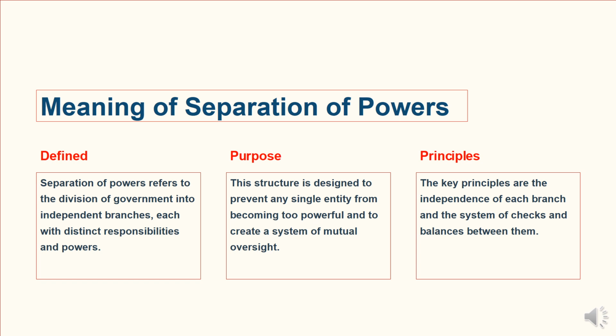Meaning of separation of powers. Separation of powers refers to the division of governmental authority into distinct branches, typically legislative, executive, and judicial. The legislative is responsible for making laws, the executive branch is responsible for implementing or enforcing laws, and the judicial branch is responsible for interpreting laws.